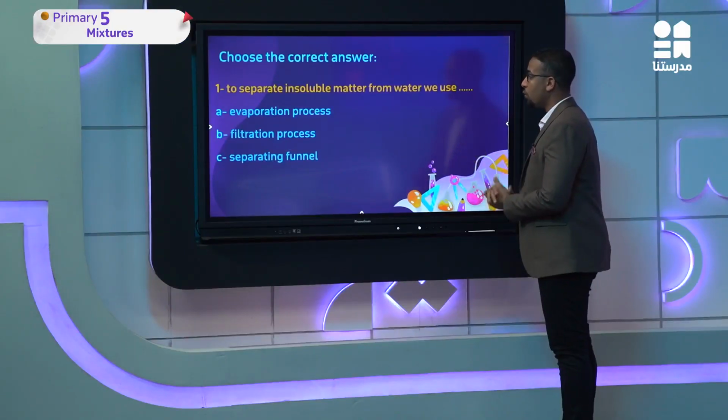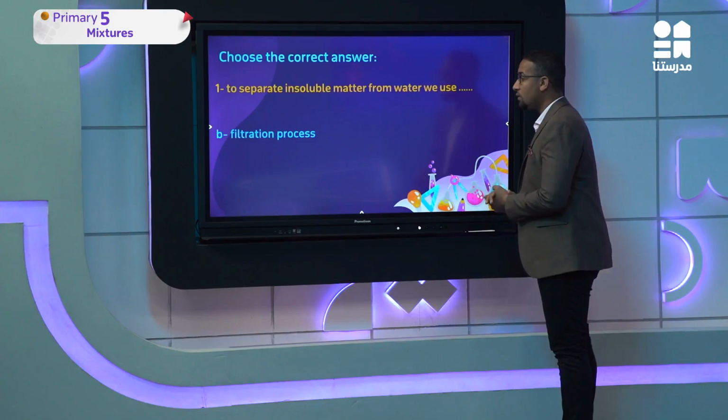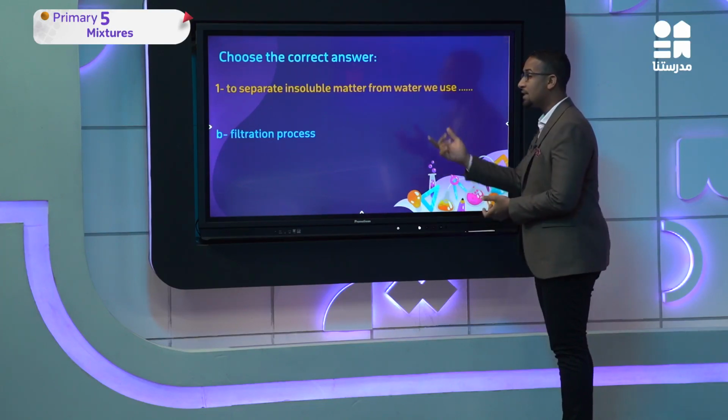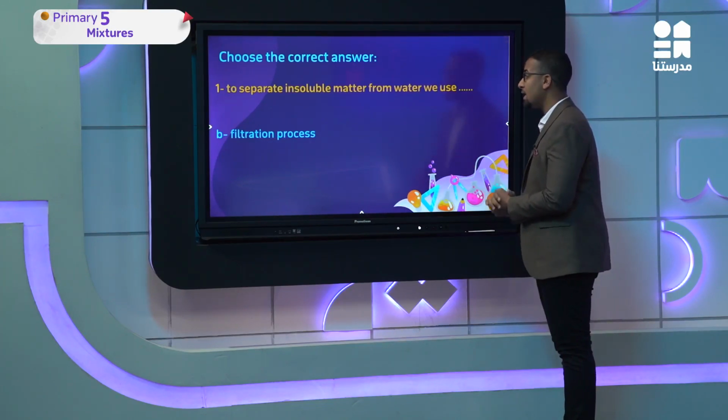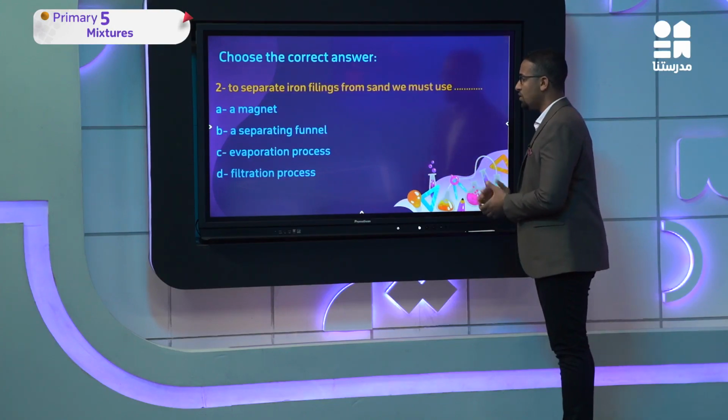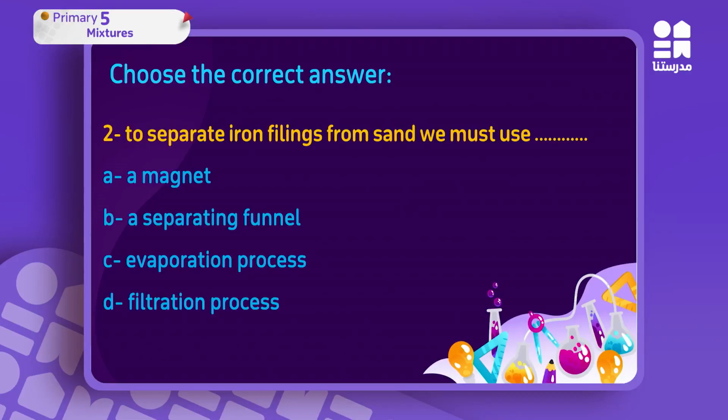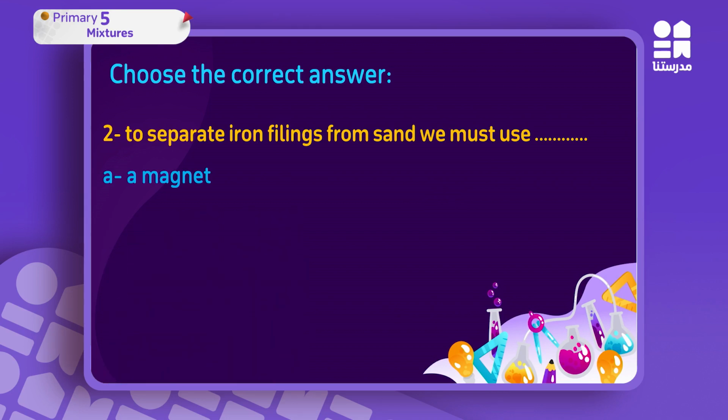Questions on lesson 1. Choose the correct answer. To separate insoluble matter from water, we use what? We use, of course, the filtration process because it is insoluble in water, like sand and water. Question number 2. To separate iron filings from sand, we must use what? We have iron and we have sand, so we use a magnet.